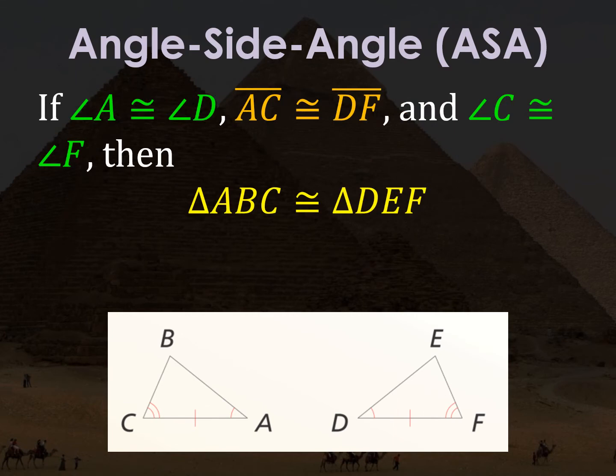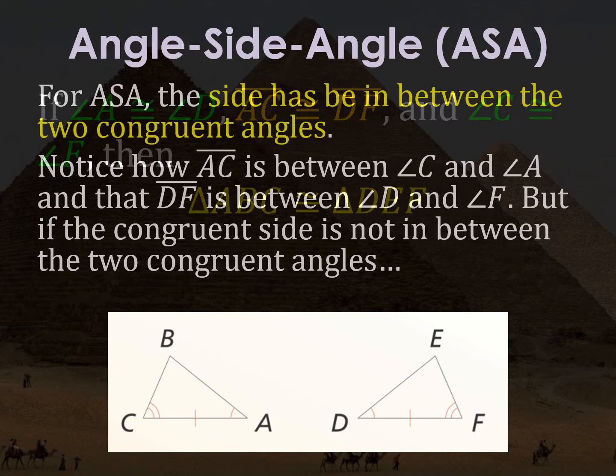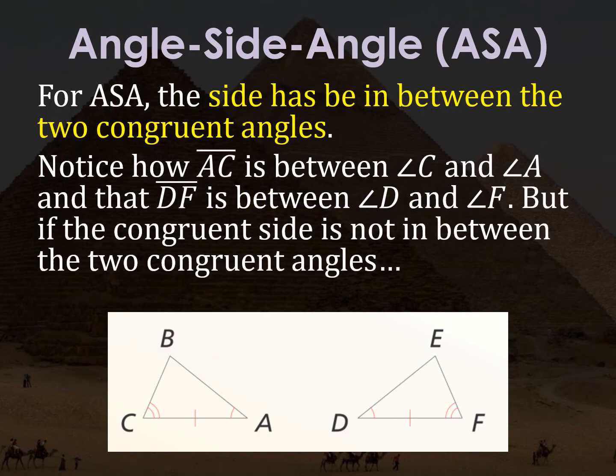So in this case, if angle A and angle D are congruent, AC is congruent to DF, and angles C and F are congruent, you have triangle ABC congruent to triangle DEF by ASA. Again, remember the letters of the triangles need to match up based on the corresponding angles and sides. Now, as I mentioned, for ASA, the congruent side has to be in between the two congruent angles.